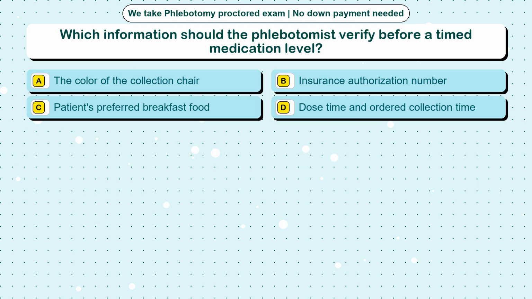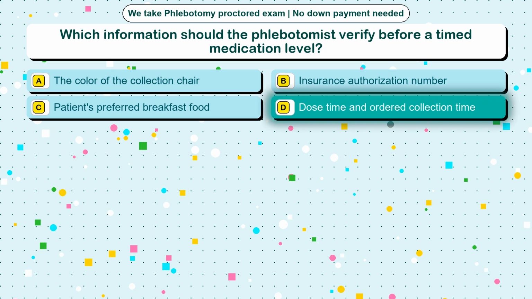Question 21. Which information should the phlebotomist verify before a timed medication level? Option A, the color of the collection chair. Option B, insurance authorization number. Option C, patient's preferred breakfast food. Option D, dose time and ordered collection time.